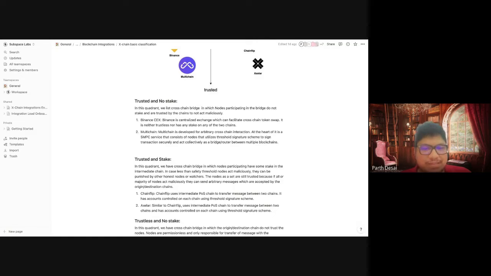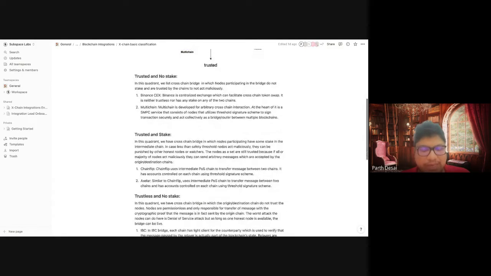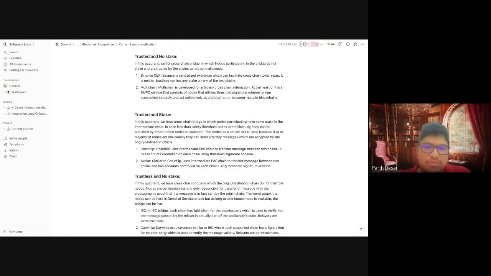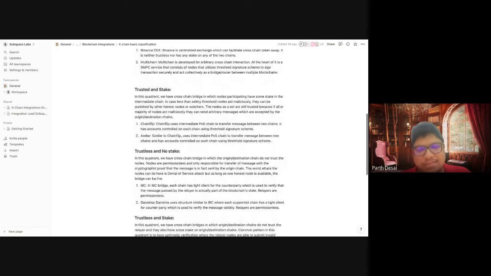And there is staking, of course, in proof of stake, and the validator stake can be slashed if it can be proven to the intermediate chain that they are doing something wrong, for example censoring or signing multiple things at the same time. So that is trusted and stake. In trustless and no stake, there are two examples, IBC and Darwinia.